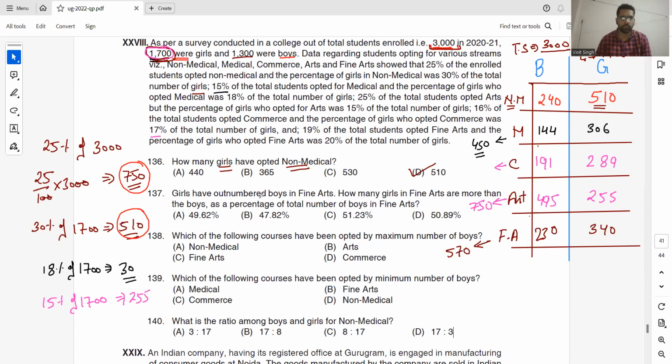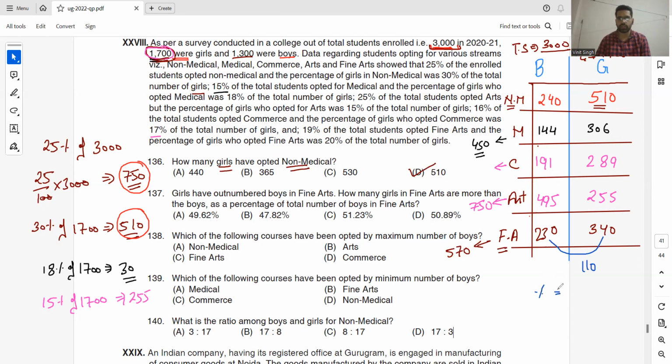Girls have outnumbered boys in fine arts. The last one is fine arts. How many girls in fine arts are more than the boys? That's the percentage of total number of boys in fine arts. The number of girls is 340 and boys is 230. It will be 110 more girls in fine arts.